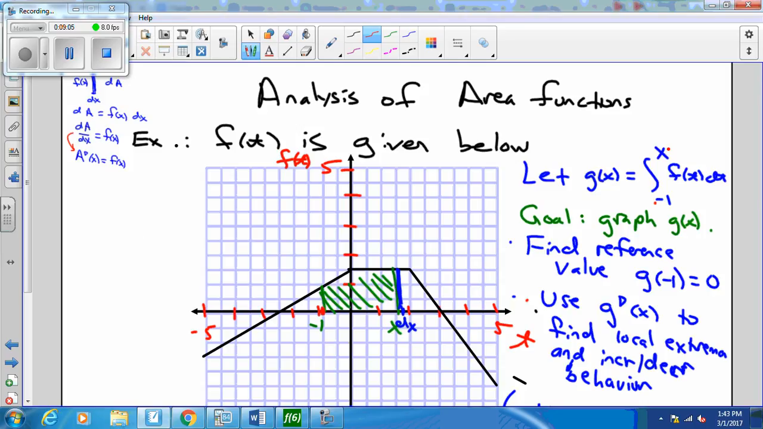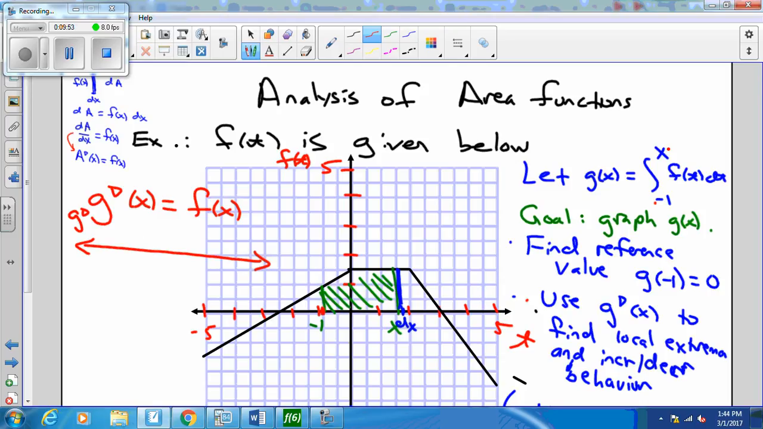The next thing is I'm going to use G prime to find local extrema and increasing and decreasing behavior. And so I start with the fact that G prime of x is f of x. G prime of x is f of x. And so what that means is that I am actually looking now at a graph of G prime, because I'm looking at a graph of f. And so I can now do a well-labeled number line for G prime by using the number line for f.